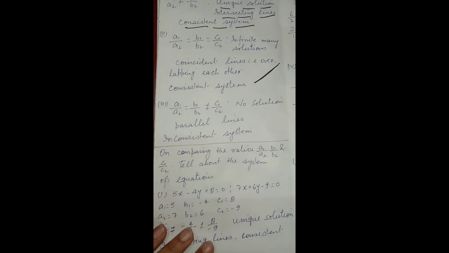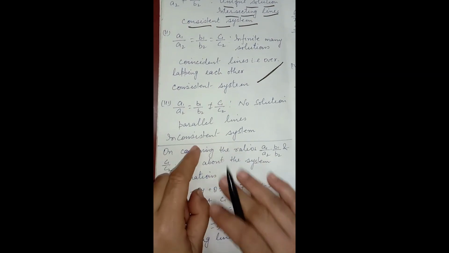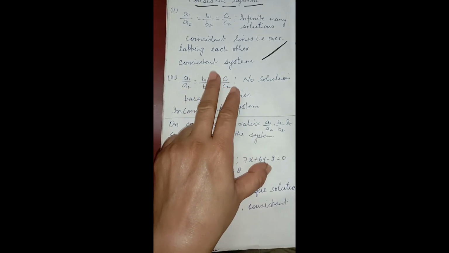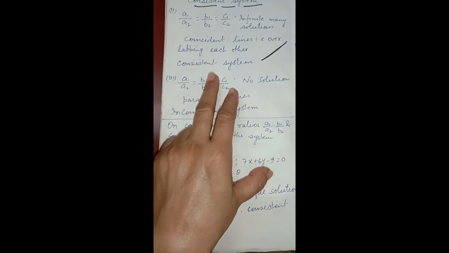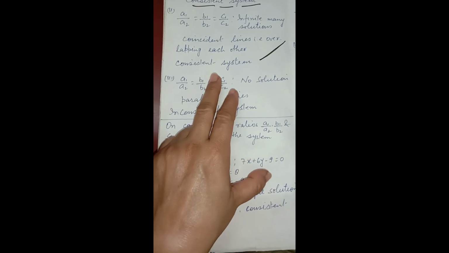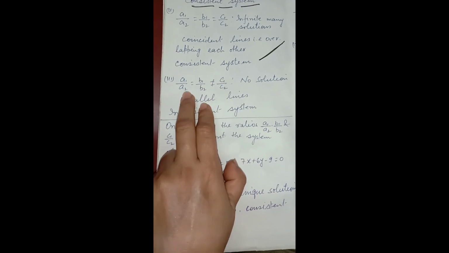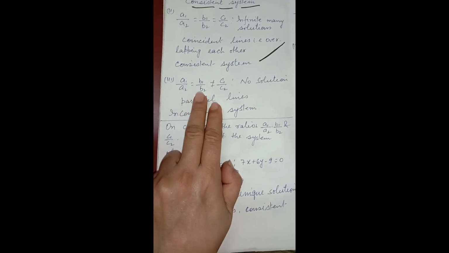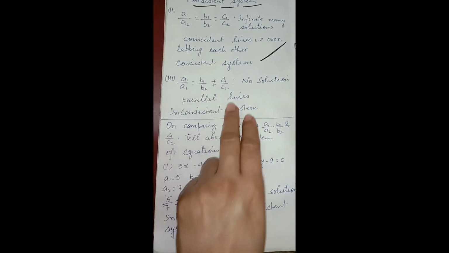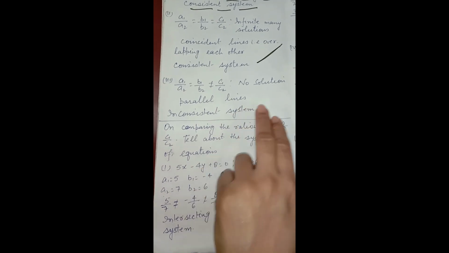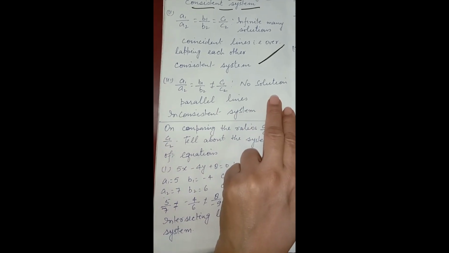Now the third condition. In the second case also, the system is consistent. If the system has a solution, it is known as a consistent system. The third condition: if a1 upon a2 equals b1 upon b2, but it is not equal to c1 upon c2, in that case we will have no solution.